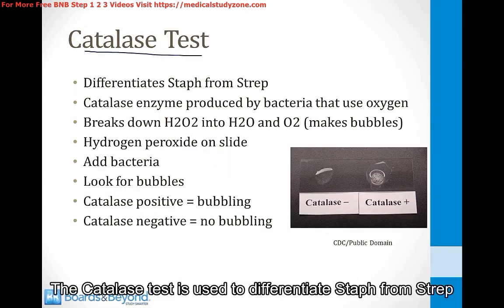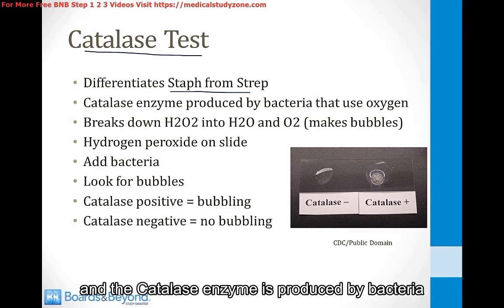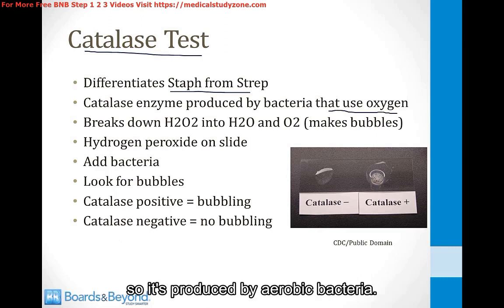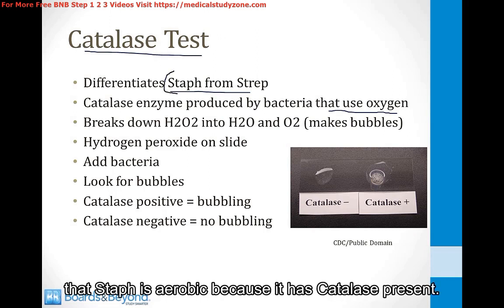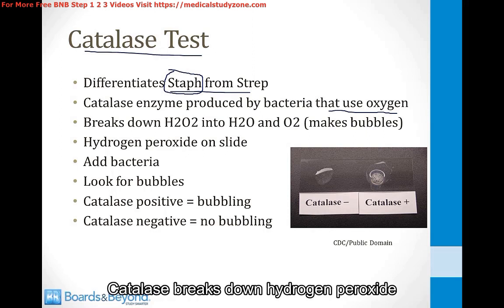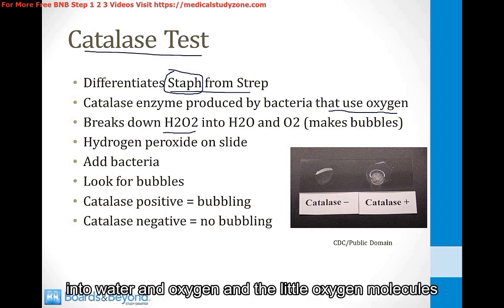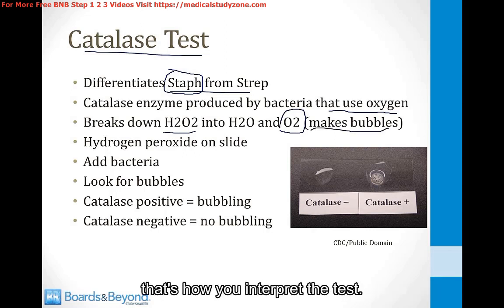The catalase test is used to differentiate staph from strep, and the catalase enzyme is produced by bacteria that use oxygen, so it's produced by aerobic bacteria. And this is an easy way to remember that staph is aerobic because it has catalase present. Catalase breaks down hydrogen peroxide into water and oxygen, and the little oxygen molecules that are created will make bubbles. That's how you interpret the test.